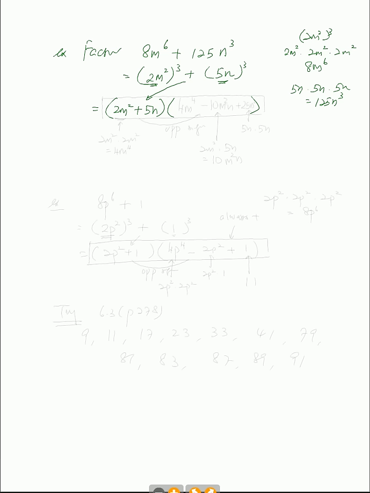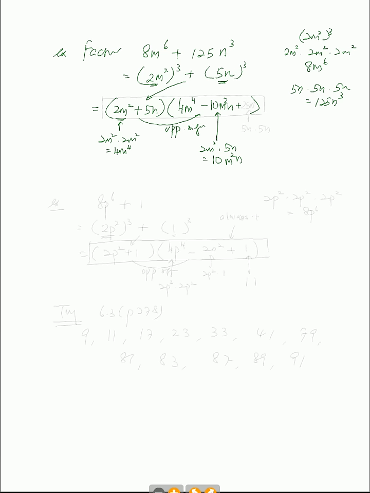Opposite sign. So if it is plus here, this will be a minus. To get the next term, you take 2m squared multiplied by 5n, which comes up to be 10m squared n. That's where you put it over here, 10m squared n. And this sign is always a plus. And the last term is where you take the 5n multiplied by 5n, which makes it 25n squared. And that's the formula.